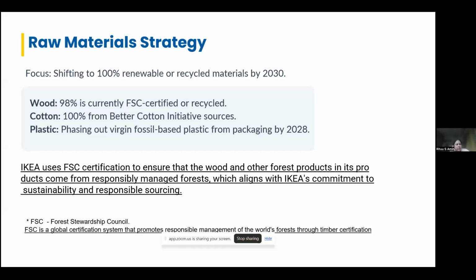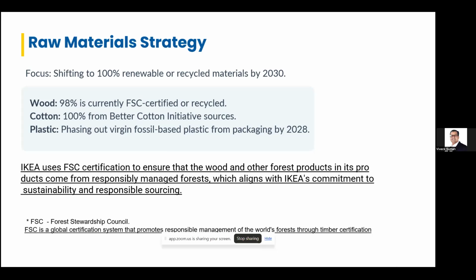For their raw materials, they focus on shifting to 100% renewable or recycled materials by 2030. This is their target. Food, currently they are 98% FSC certified. FSC is the Forest Stewardship Council, which is a global certification that promotes responsible management of the world's forests through timber certification. Cotton is 100% from Better Cotton Initiative sources. Plastic, phasing out virgin fossil-based plastic from packaging by 2028.